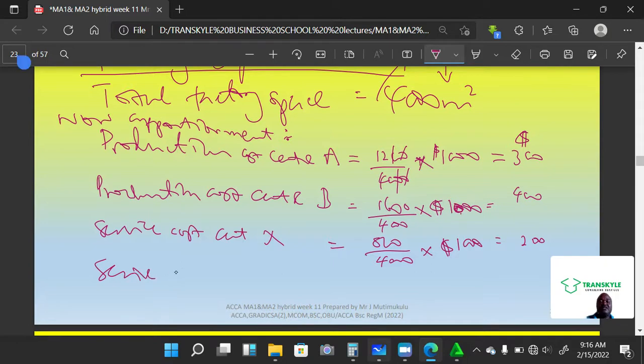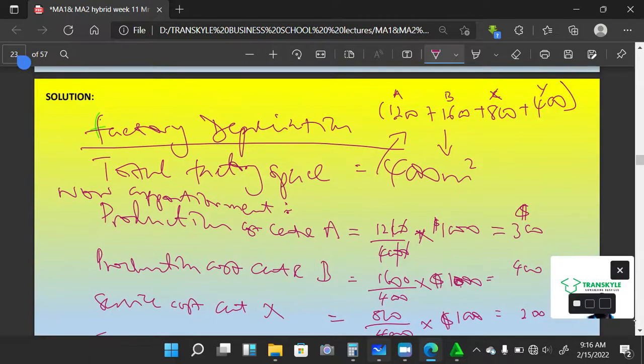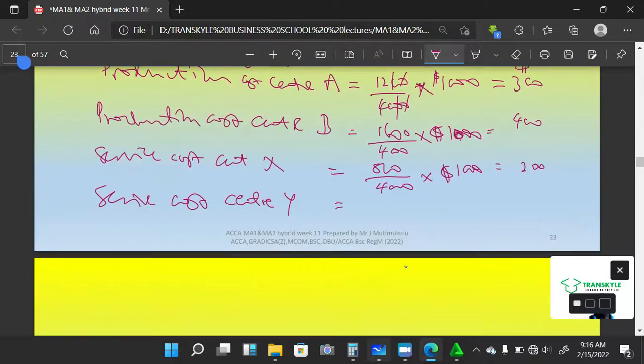Then lastly, sales cost center Yankee Y, how much was it? 400 over 4,000. 400 over 4,000 multiply by 1,000 bucks. We get obviously 100 bucks. You can cross check.